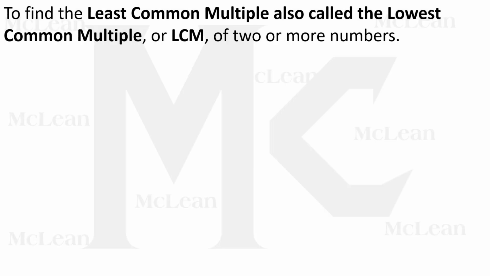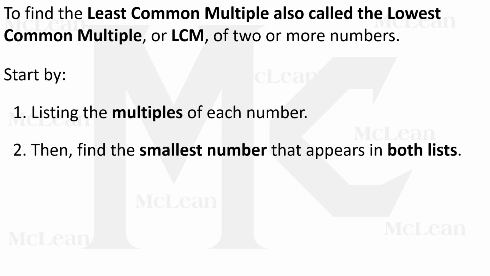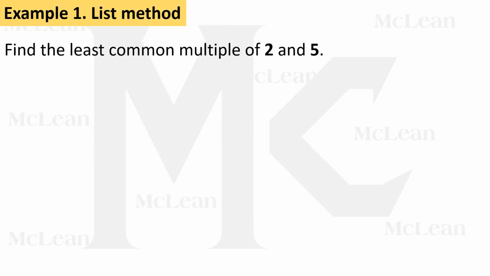To find the least common multiple, also called the lowest common multiple or LCM of two or more numbers, start by listing the multiples of each number. Then find the smallest number that appears in both lists. Example 1. Using the list method, find the least common multiple of 2 and 5.